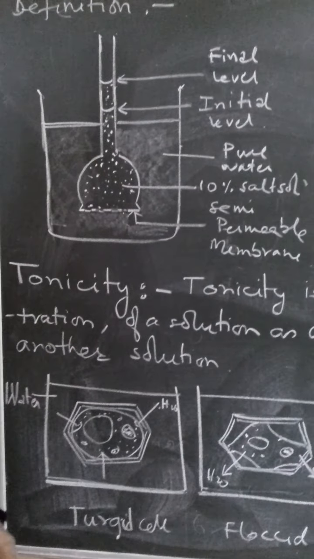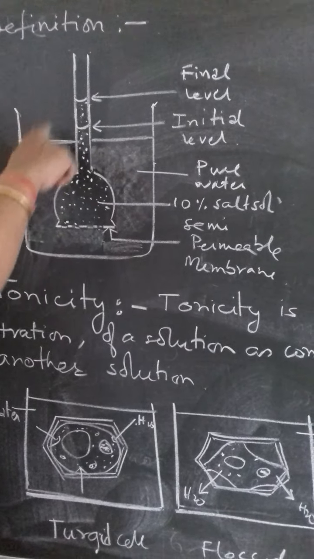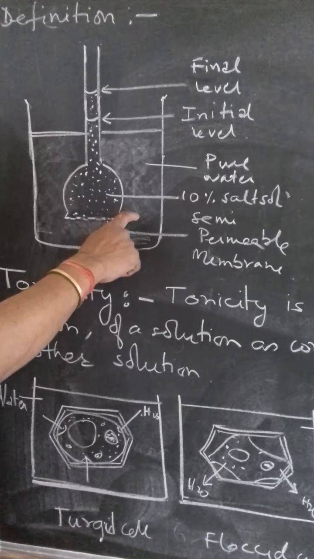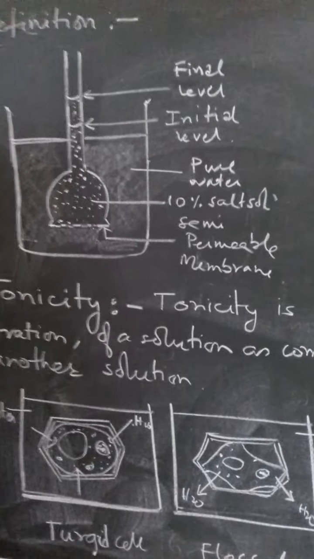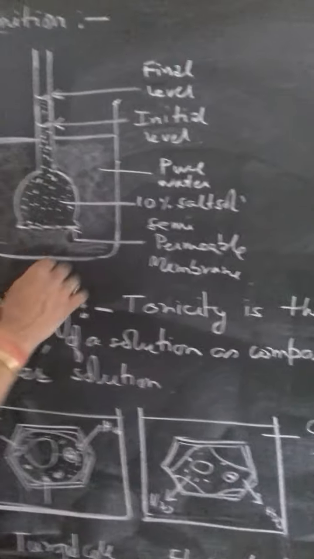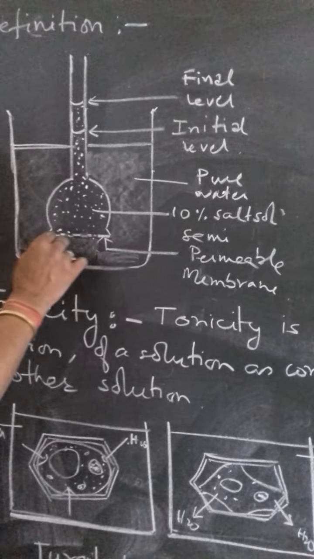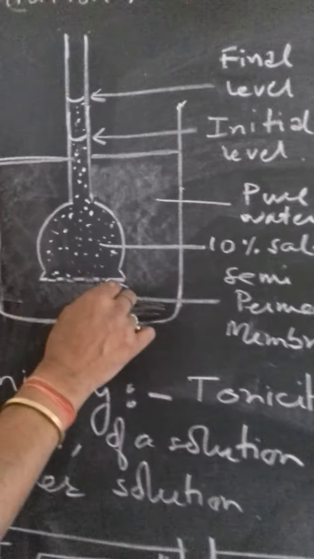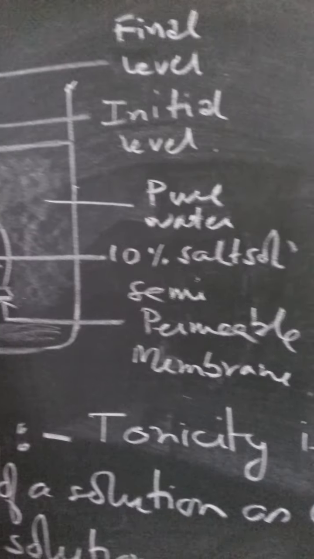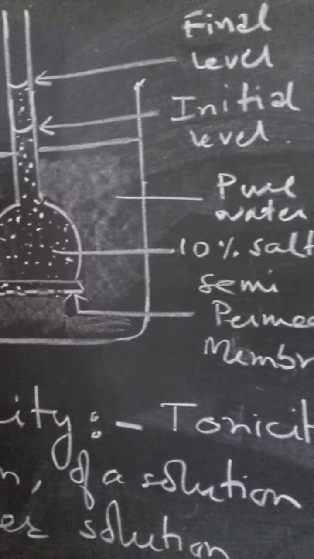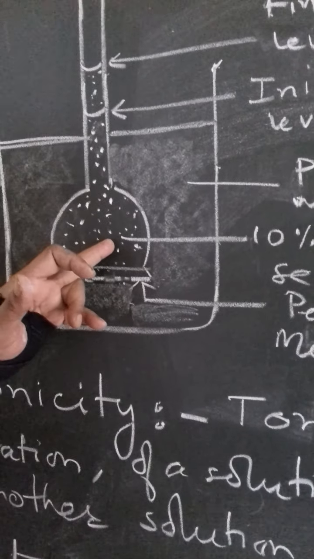Now we'll see this through an experiment. We call it the thistle funnel experiment. We have a thistle funnel which is inverted in a beaker of water. This can be pure water or a 5% solution of water and salt or sugar, whatever it is. Inside the thistle funnel, first we have a semi-permeable membrane attached to the base of the thistle funnel, which can be fixed with a rubber band, and inside this thistle funnel there will be a 10% salt solution. So outside we have a pure solvent like water or a 5% solution, and inside you have a 10% salt solution.